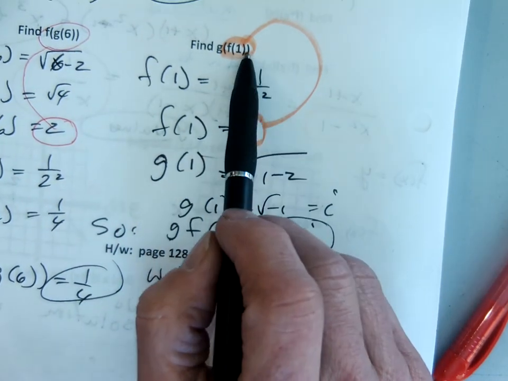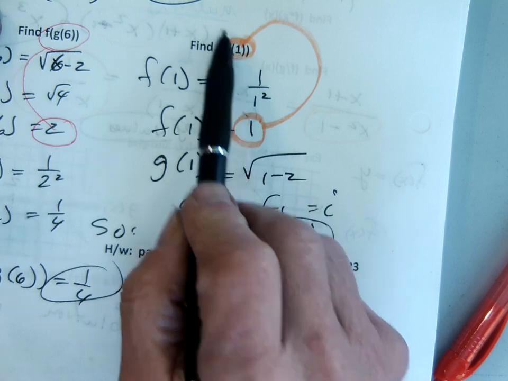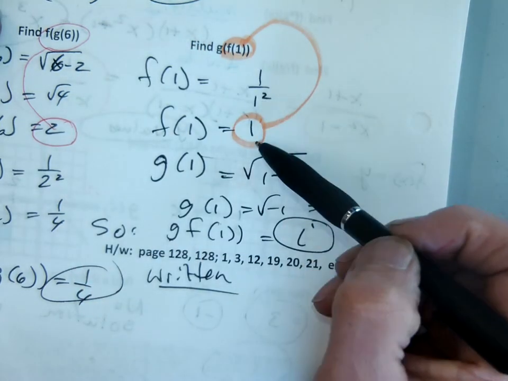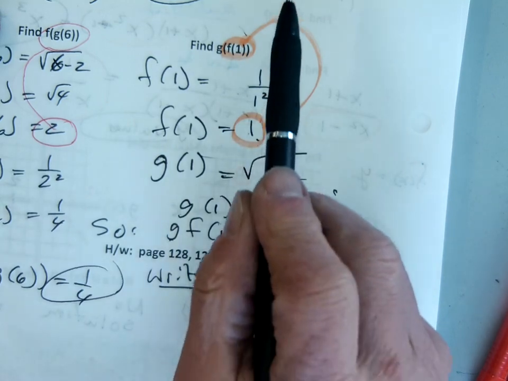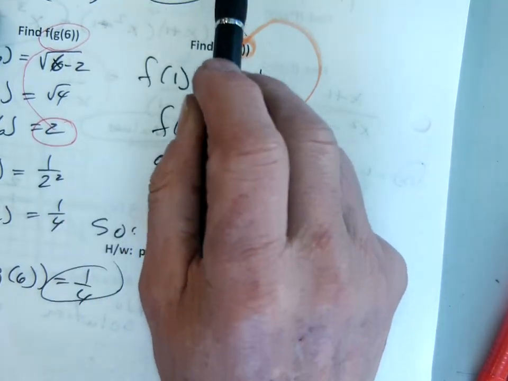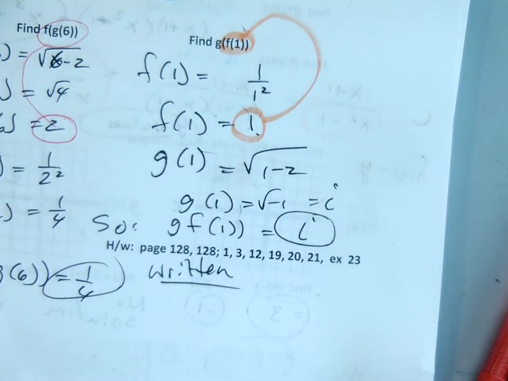The last one finally is take 1 and plug 1 into f. So I plugged 1 into f, so I got 1 over 1, which is 1. And take that answer, plug it into g. Plug that 1 into g, and I got the square root of 1 minus 2, which is the square root of negative 1, which is i.